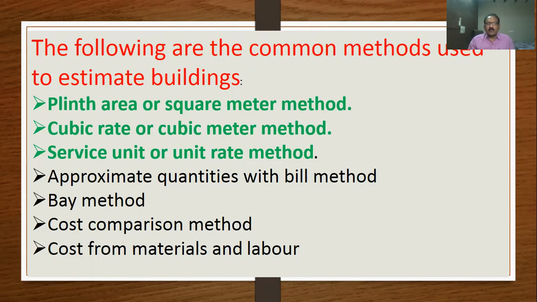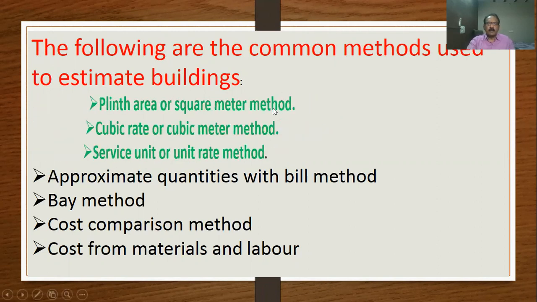And the approximate quantities with bill method. See, they will give you an approximate quantity and they will produce the bill after the completion of the work, at the time of construction of the work. That is one method. The cost comparison method will compare the cost with other things. Cost from materials and labor. Cost will give you cost, materials and labor and goodwill. So this is one type of estimation of a building.